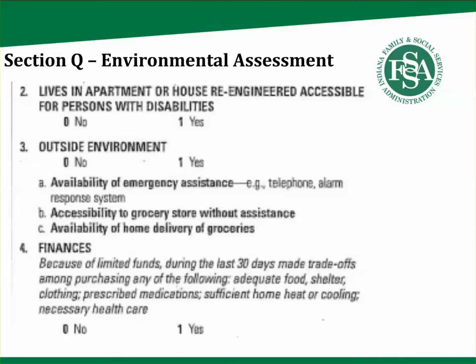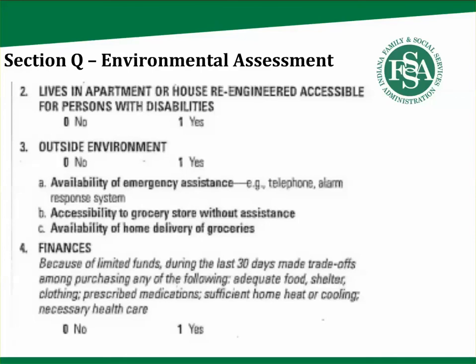Q3 looks at the outside environment. And here we want to know if there's availability of emergency assistance, or maybe they have alarm systems that they use. Is there access to a grocery store that they can get to without assistance, or availability of home delivery of groceries? So if something happened, could they get the help? Could they get food in or get out to get food?